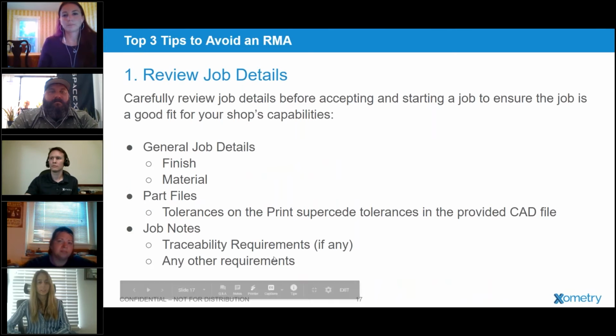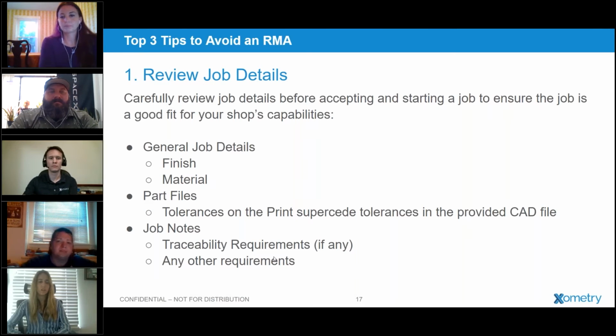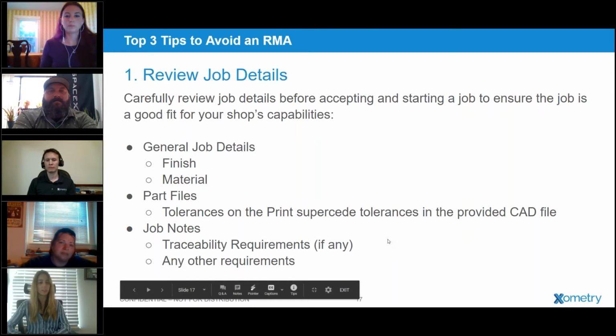So these next few slides are just the top 3 tips to avoid an RMA. Up front, when you're seeing a job posted to the board to accept, make sure you're carefully reviewing the job details to ensure the job is a good fit for your shop capabilities, such as the finish or material. One, to make sure you know that you're going to be supplying the correct finish material, but also perhaps you want to try out a different type of material that you don't have much experience on. You want to make sure that the part itself is a good fit for you and you're not overly challenging yourself with trying out new things.